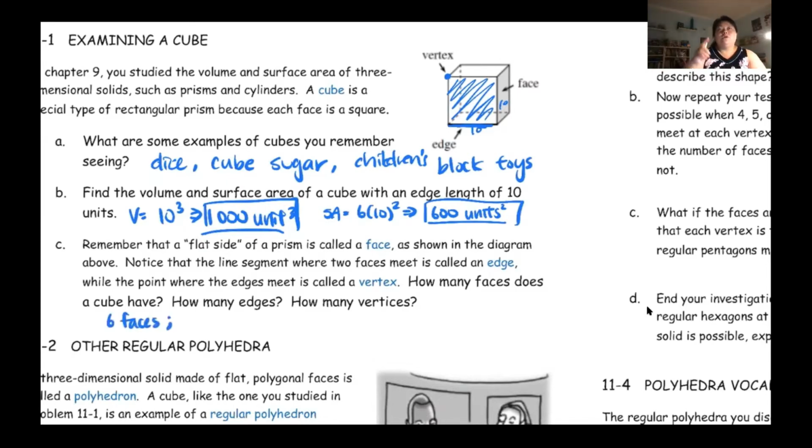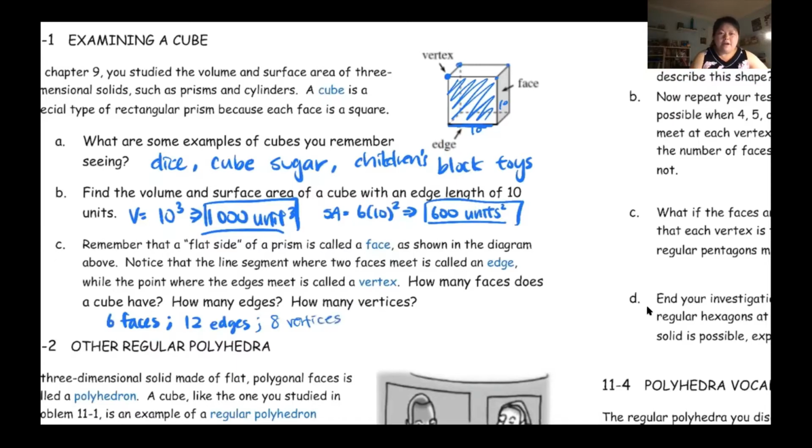How many edges? So again, if you use toothpicks to make them, you will see you need 4 on the top, and you need 4 on the bottom, and you need 4 to connect all those, like 4 pillars. So that's 4 times 3. That gives me 12 edges. Okay. And then how many vertices? Well, how many points? You can look in the picture here. 1, 2, 3, 4. 4 on the top, 4 on the bottom. So 8 vertices.